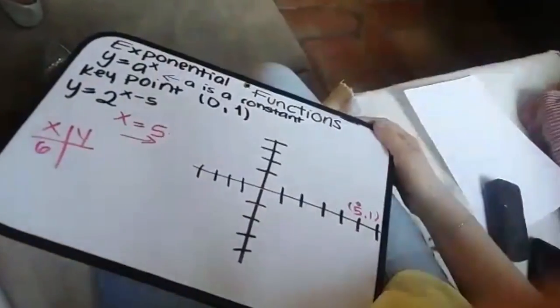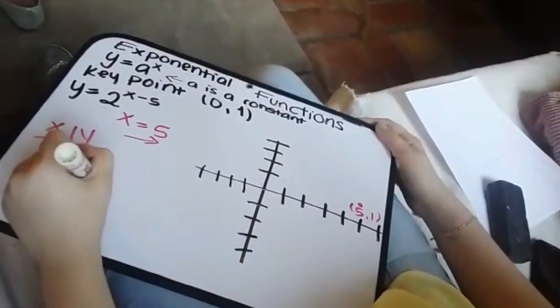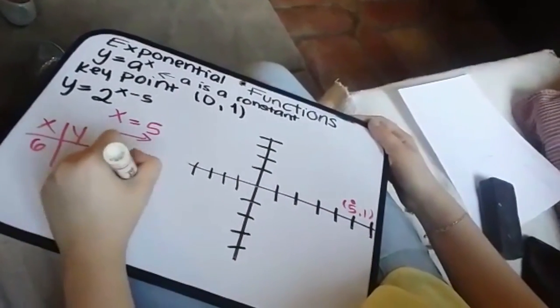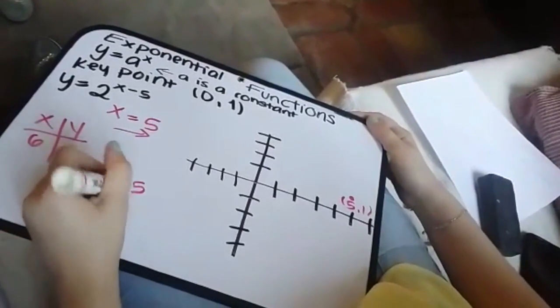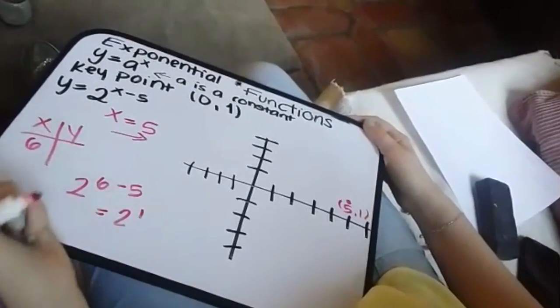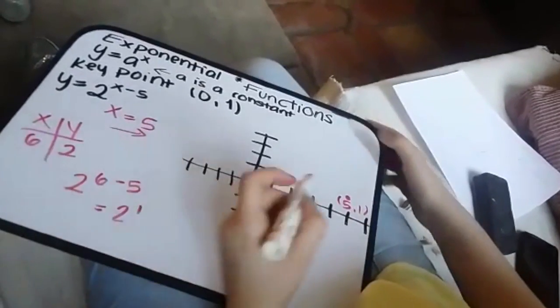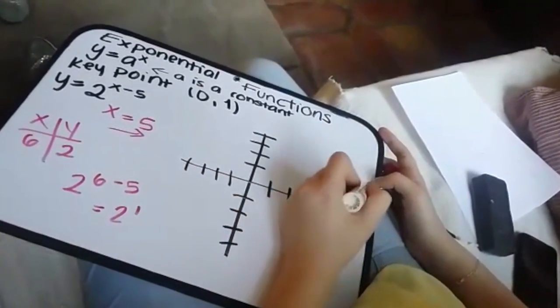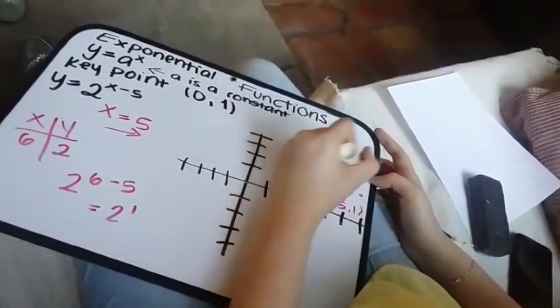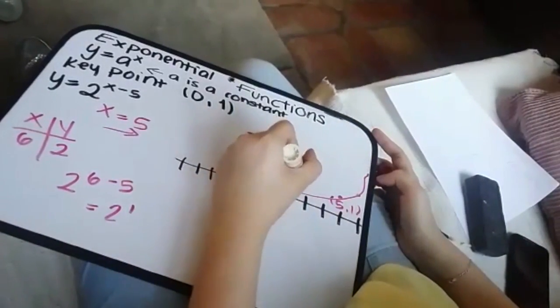So let's say our next value will be 6. So 2 to the 6 minus 5 equals 2 to the 1. So our next point will be (6, 2). And this is our graph.